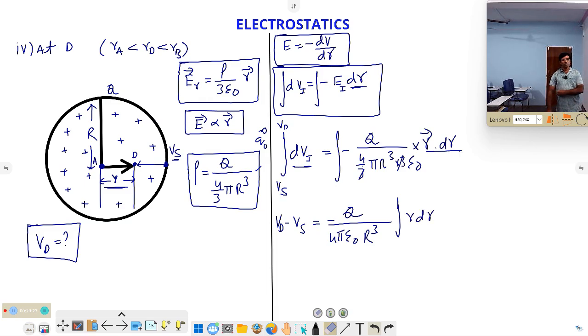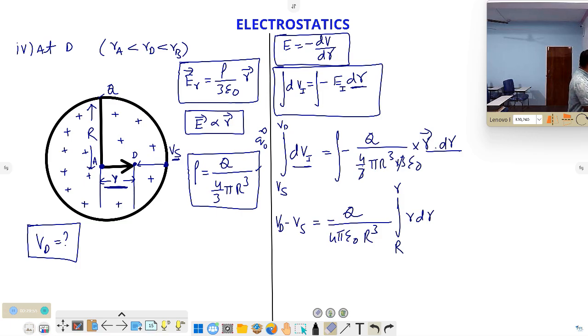Now r is the position. From where to where is the position changing? We are calculating the point D inside. You already know the potential on the surface, and the distance on the surface is capital R. Inside the point, the distance is small r. So we are integrating from the surface to the point, from capital R to small r. These are the limits. Applying the limits, we can calculate, and the remaining terms are all constants.